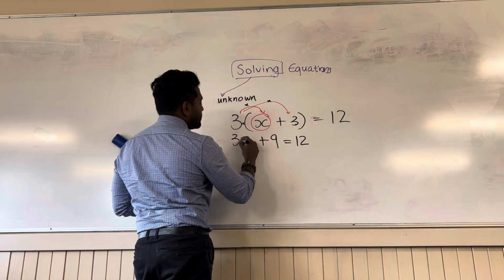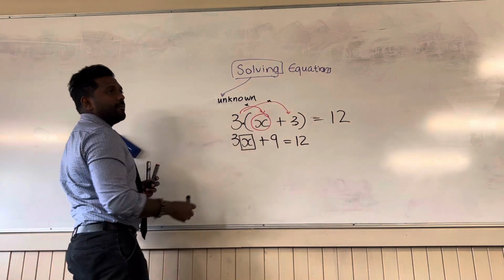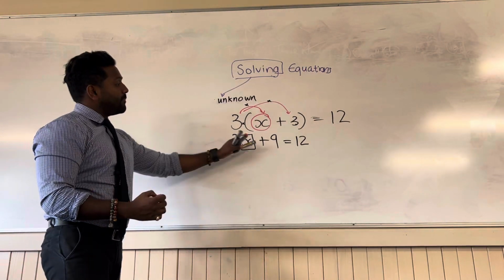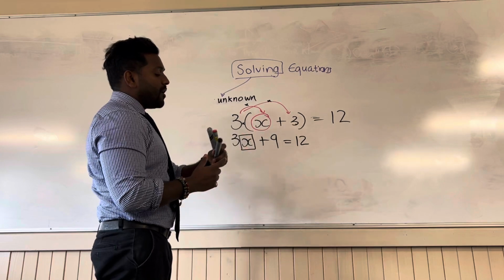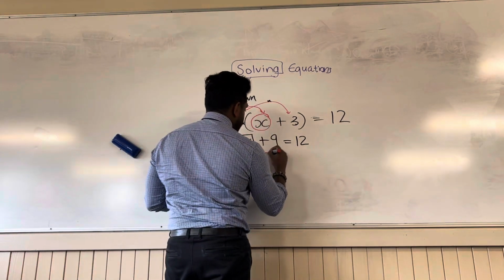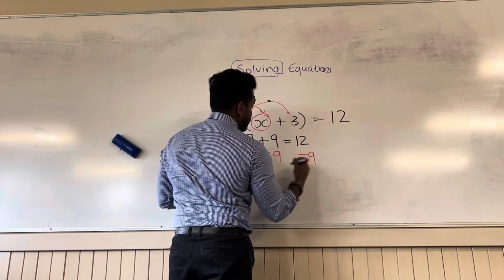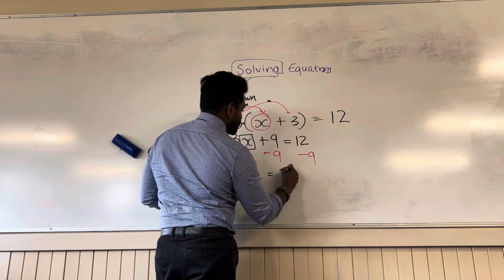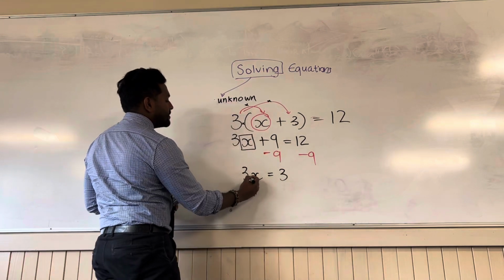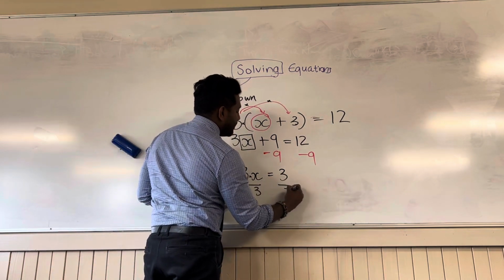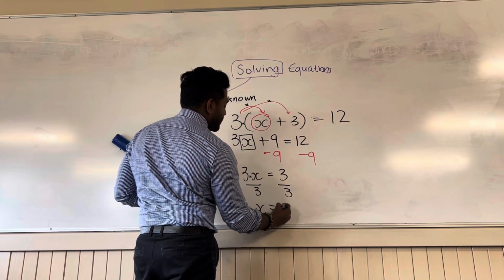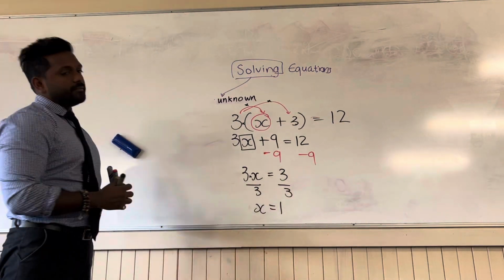Now, we need to make this x by itself. We need to make the king by itself, okay? Who's next to the king? The closest guard, which is 3. The person on the outside, the other guard, is 9. We need to get rid of our 9 first. Move 9 to the other side by subtracting. Now, you're left with 3x is equal to 3. How do we get rid of this 3? We divide by 3, divide by 3, because the opposite of times is division. X is equal to what?